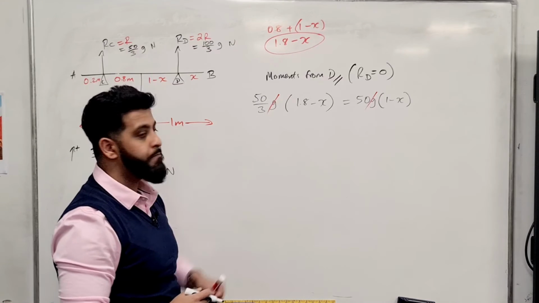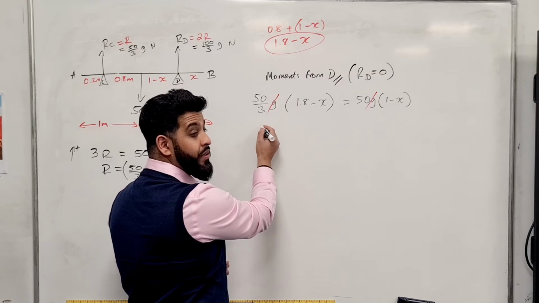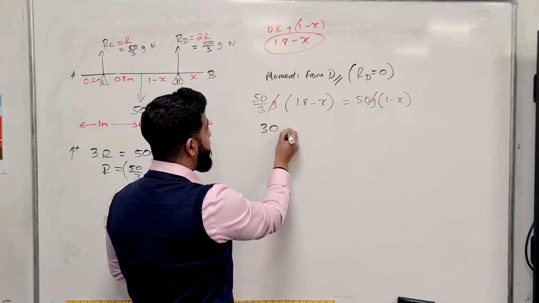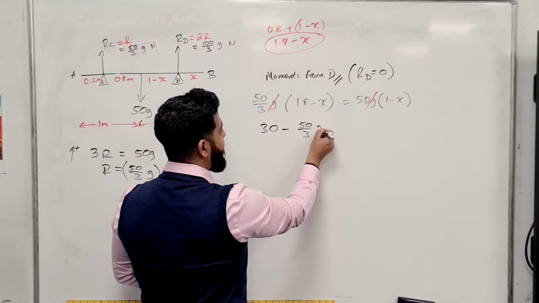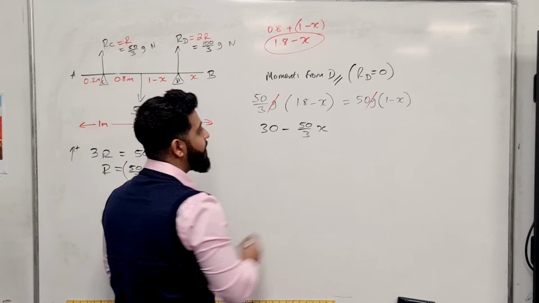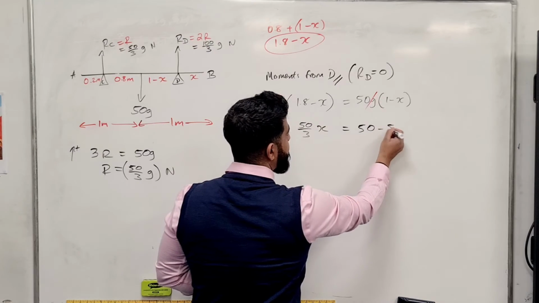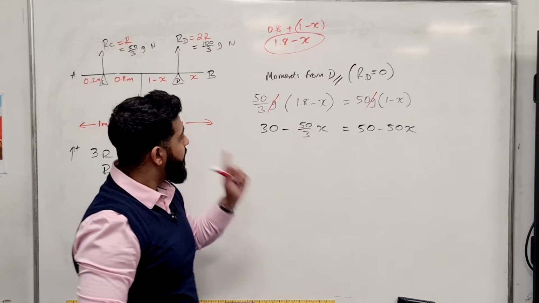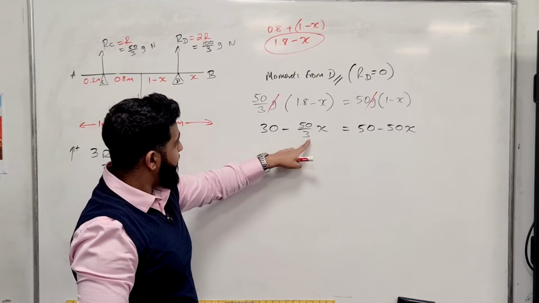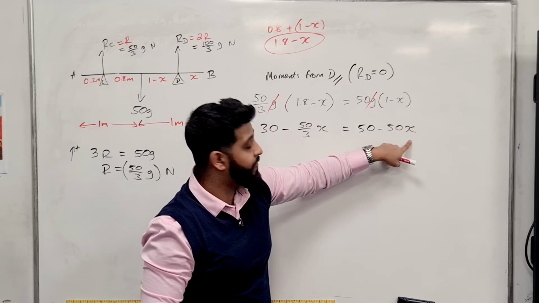So what's the answer? What's that? 50 over 3 times that is what? 30 minus 50 over 3x, just leave it like that, yeah? Equals 50 minus 50x. So this is what we have when we expand it out. Now, we've got 50 here over 3, 50 over 3x here, and we've got minus 50x over there.